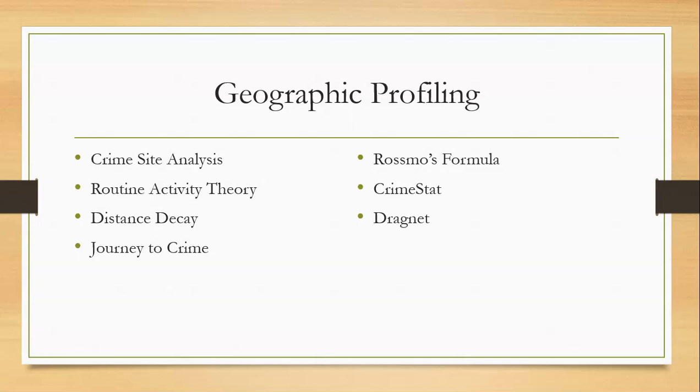And lastly, we have the journey to crime core concept within geographic profiling, which states that offenders are less likely to commit crimes in their own neighborhoods for fear of being recognized, but they commit the offenses within a reasonable distance from their home. The journey to crime helps pinpoint a buffer zone to be able to speculate suspects. There are multiple tools used in geographic profiling, such as Rossmo's formula, CrimeStat, and Dragnet.